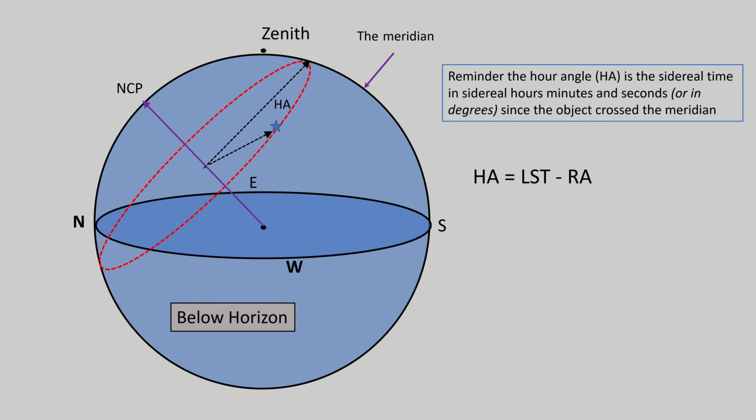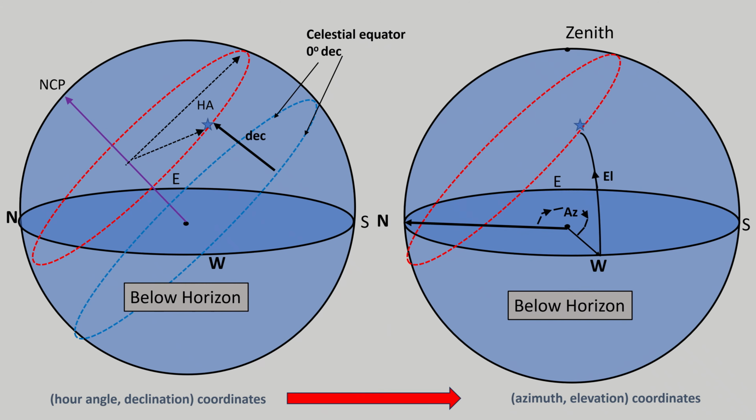The hour angle is simply the local sidereal time minus the right ascension. So for any star with 0 right ascension, the hour angle is simply equal to the local sidereal time. So now we've got hour angle out of the way, we can explain how we get from hour angle and declination coordinates to azimuth and elevation.